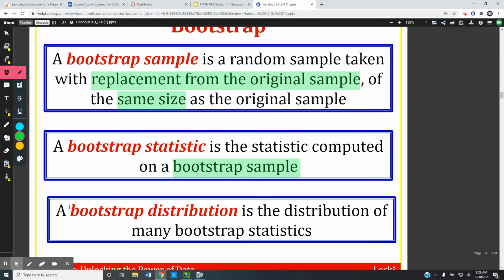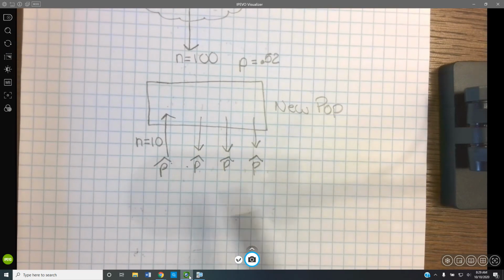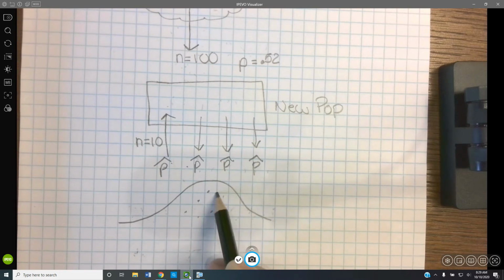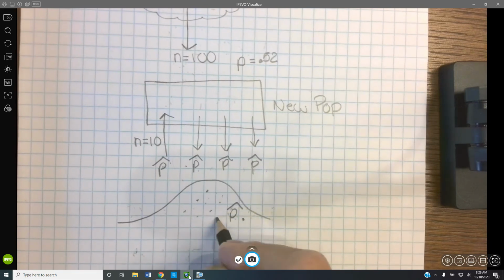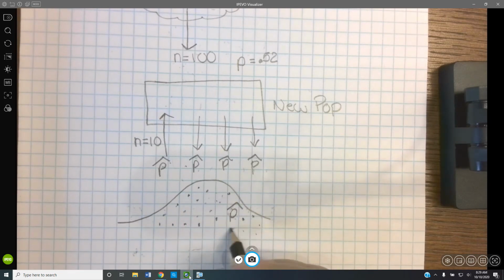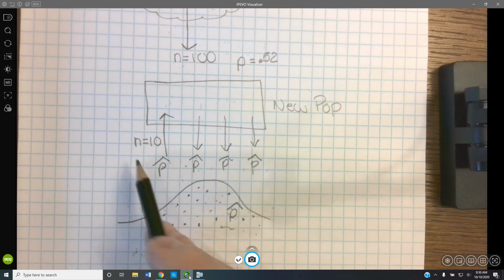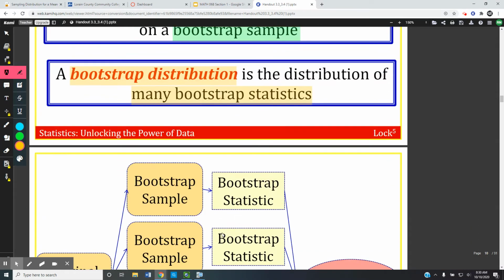A bootstrap distribution is completely different. A bootstrap distribution is the distribution of many bootstrap statistics. We did not yet do a distribution, but if we take all of these numbers and create a distribution, with all these dots standing for one of these up here, all these p hats are being put down here into a data plot. I'm making a dot plot, a distribution of my many, many samples. That is what it will look like when we do a bootstrap distribution.